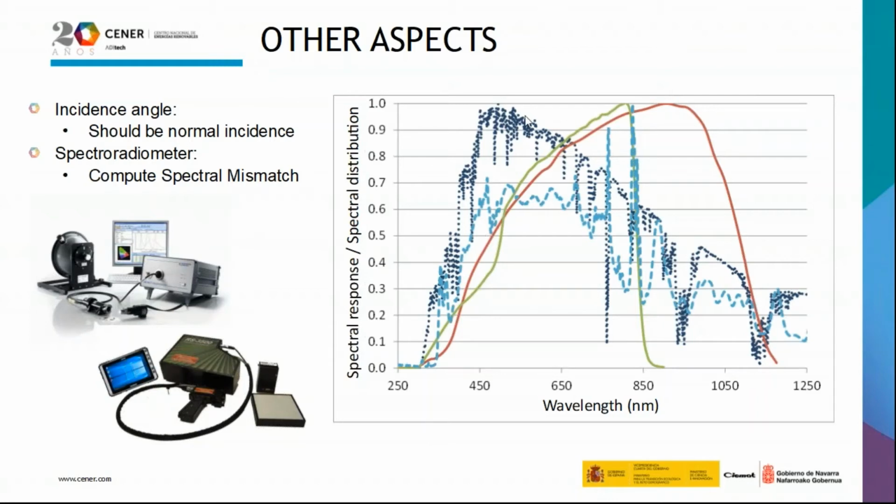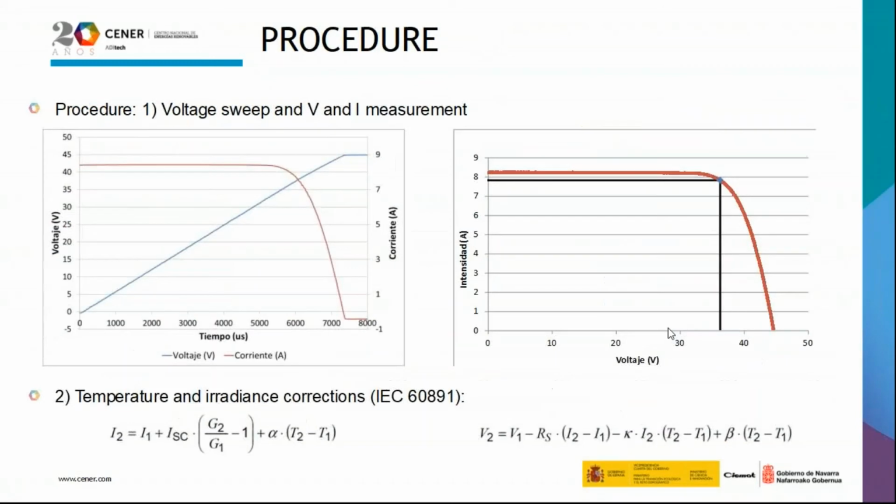For example, in this case, we have the spectral distribution of the sun, the spectral distribution of one simulator, and the green line will be the spectral response of a cadmium telluride module, and the red one will be the spectral response of a crystalline silicon. So in this case, you will need to compute the spectral mismatch, for example.